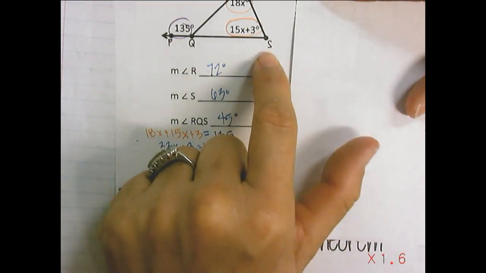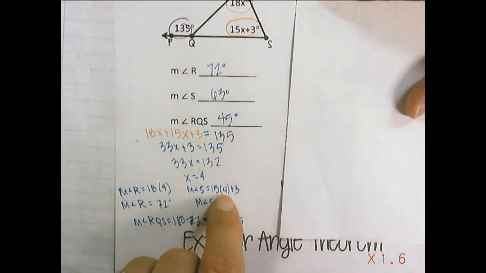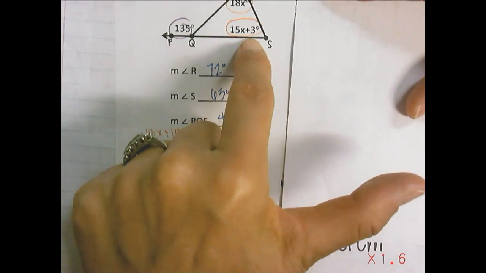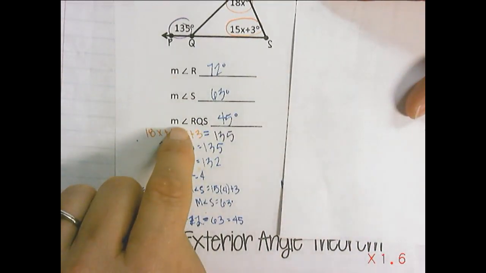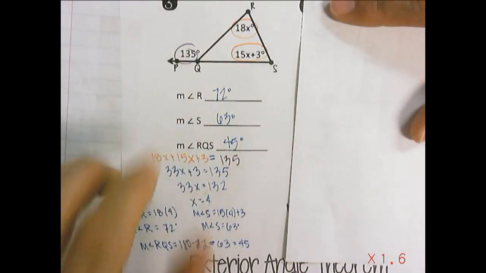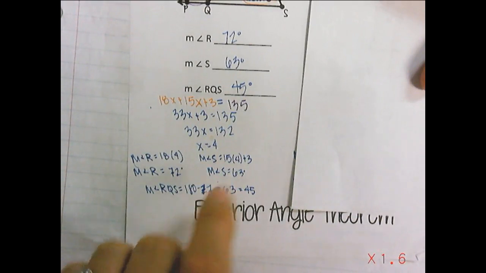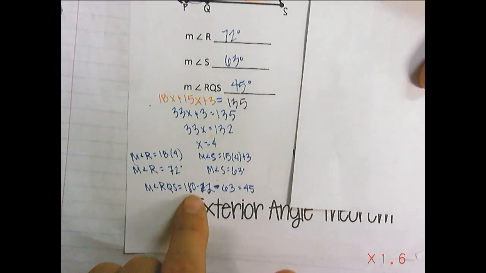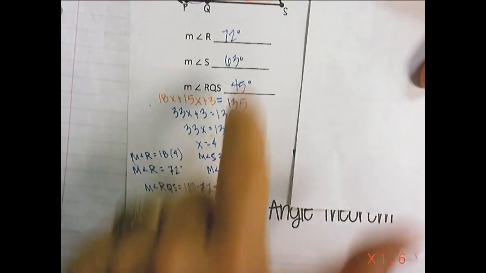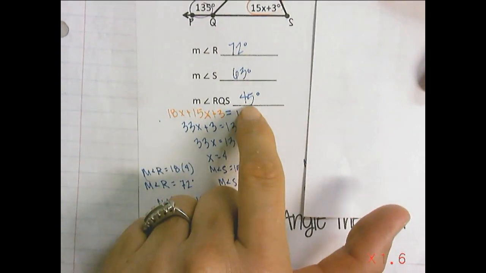All right, now I'm going to look for the measure of angle S. Well, the measure of angle S is 15 times 4 plus 3. Well, 15 times 4 is 60, plus 3 is 63. So there's the measure of angle S. And then the last one it wants me to find is RQS, this angle right here. So what I'm going to do is take 72 and 63 and subtract them from 180, because the three angles of a triangle add up to 180. That will give me 45. So now I know that my final angle is 45.